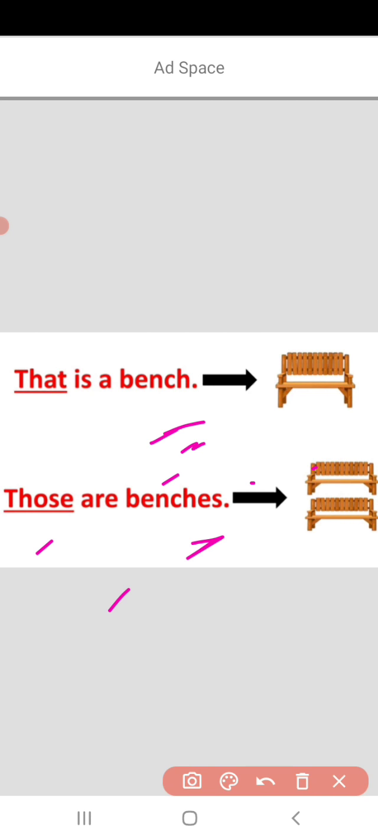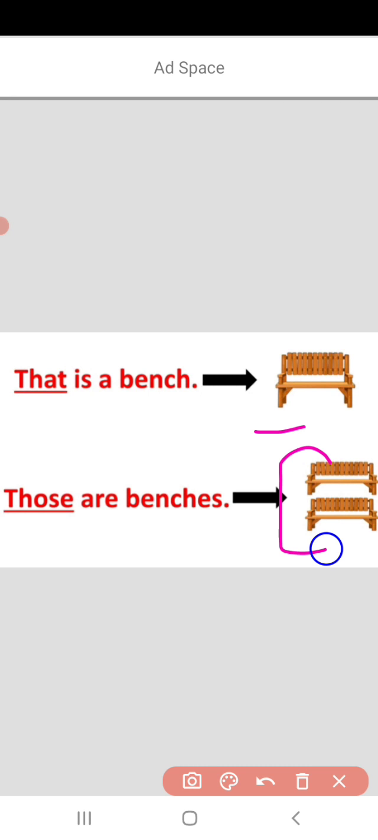Here you can see the objects. Here this bench is far from me. Also here benches are more in numbers. Benches are more in numbers and benches are far from me, and bench is far from me. So we will write that and here those. So that is a bench and those are benches.